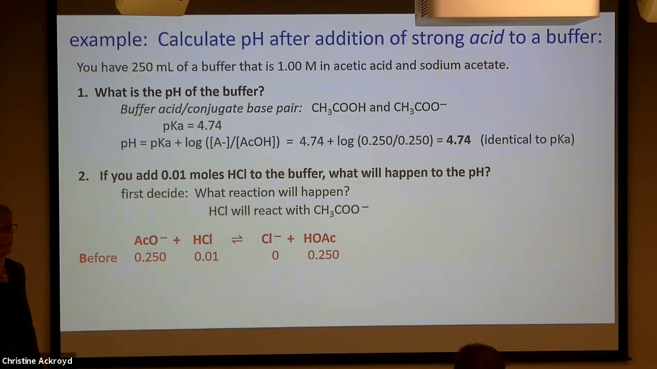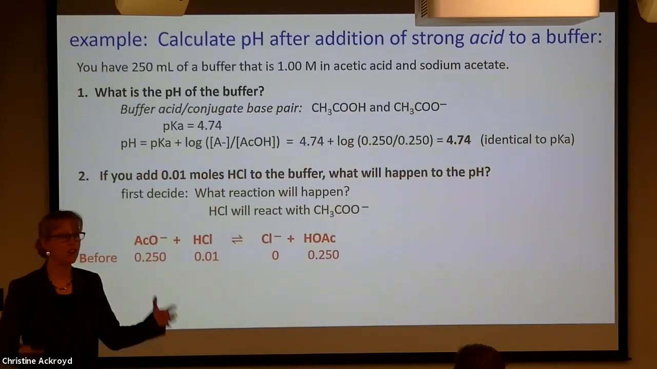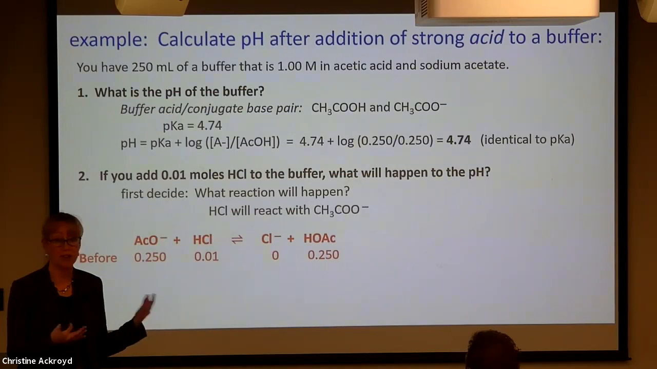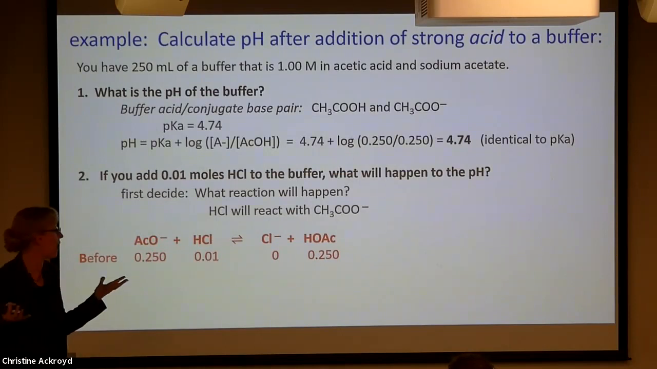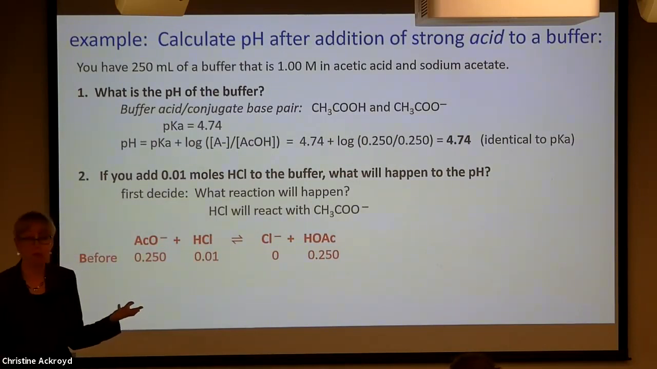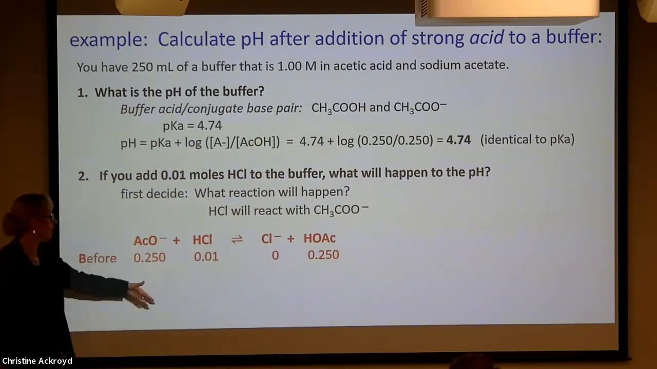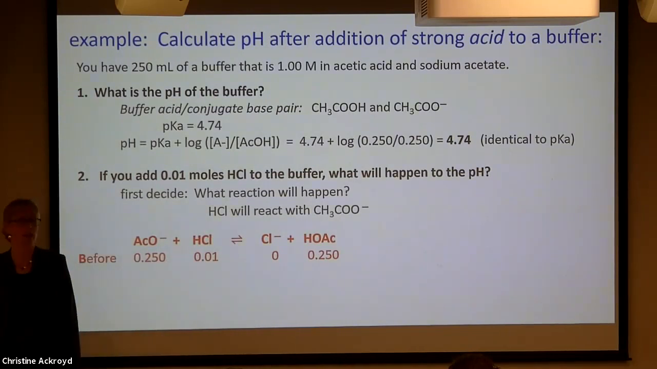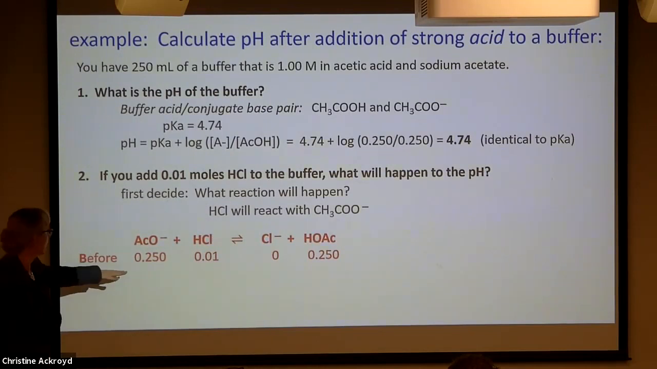Oh, in this case, now I just have 250 milliliters instead of 500 milliliters. Okay, so if I have a different volume of the same concentration, I'm going to have different numbers of moles, right? If I had 0.5 moles of each of my buffer components before, if I start with half as much, I'm going to have half as many moles. So I have 0.250 moles. I still have 0.01 moles of HCl. HCl is my limiting reagent. Acetate is my excess reagent.